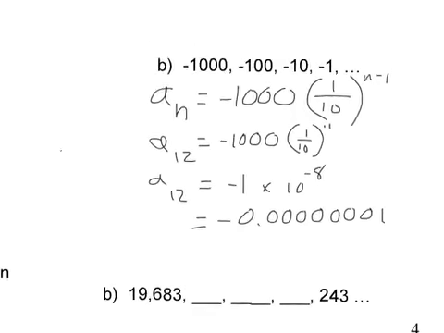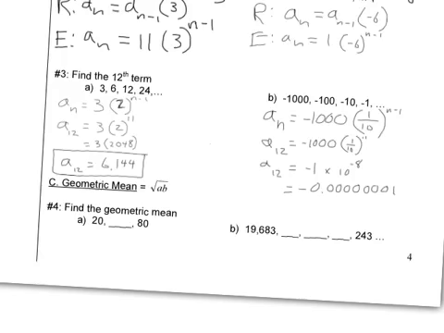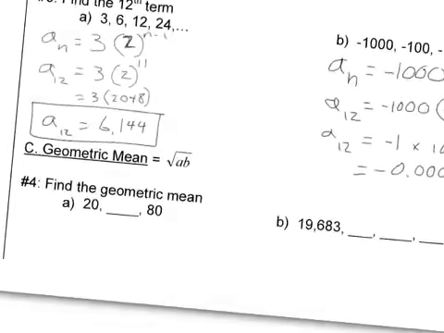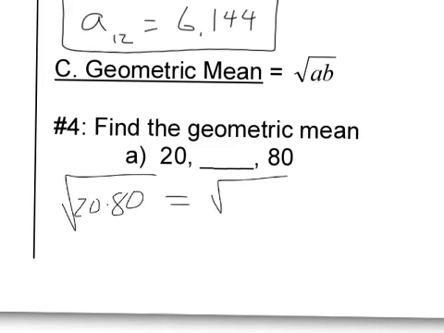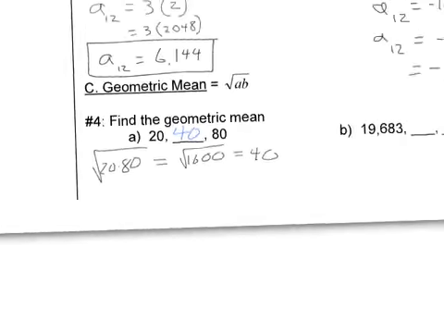All right. What if I wanted the geometric mean? Well, this is actually pretty simple. For the geometric mean, I literally just multiply these two numbers together, put them underneath the square root, and that's my geometric mean. So 20 times 80 is 1600, and the square root of 1600 is 40. So my answer for the geometric mean here is just 40.